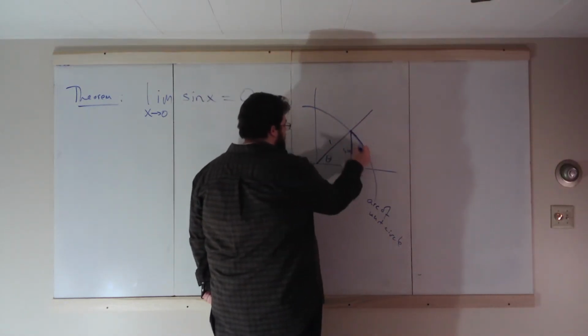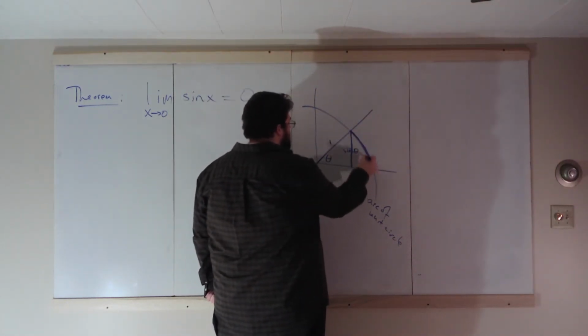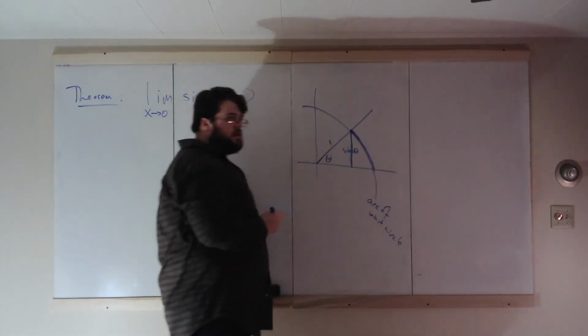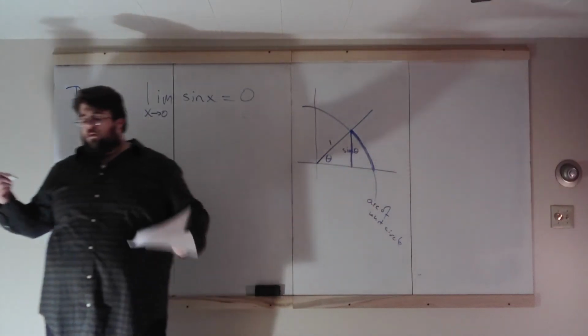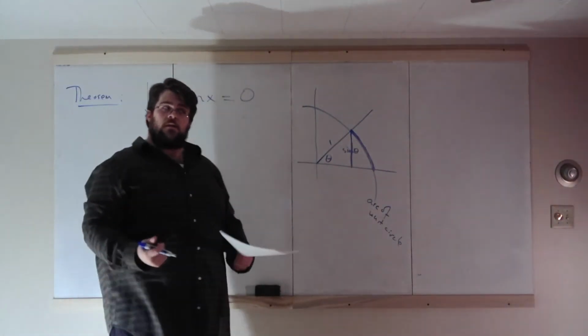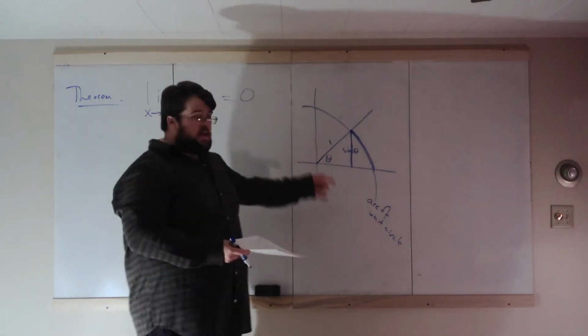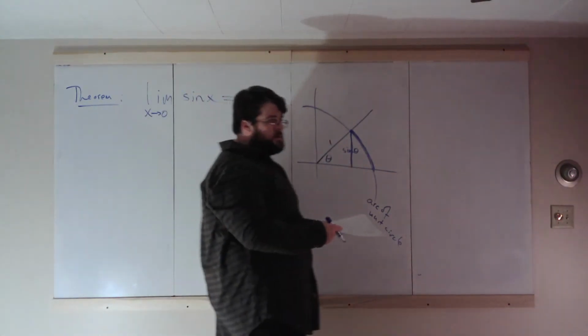What is this length? Well, remember, this is the unit circle. That length is defined to be this angle in radians. And this angle is in radians, because it's always in radians.